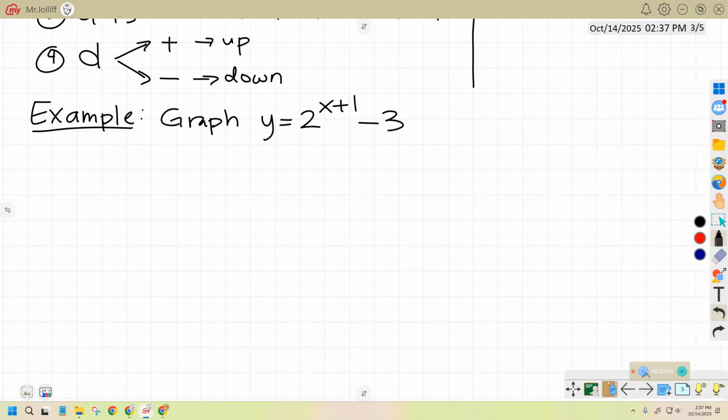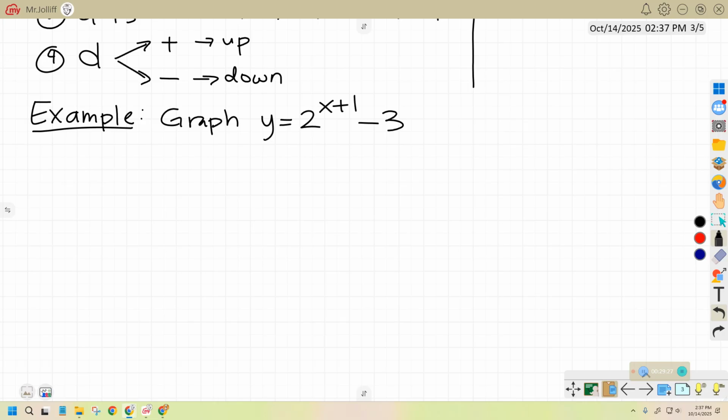So first, exponential or logarithmic? Jordan, exponential or logarithmic? Exponential, because I don't see the word log anywhere up there. Good. This is going to be really obvious. It's going to be nice and clear for us.